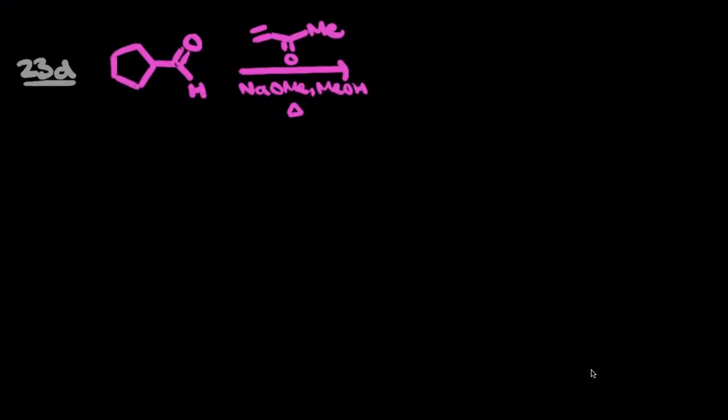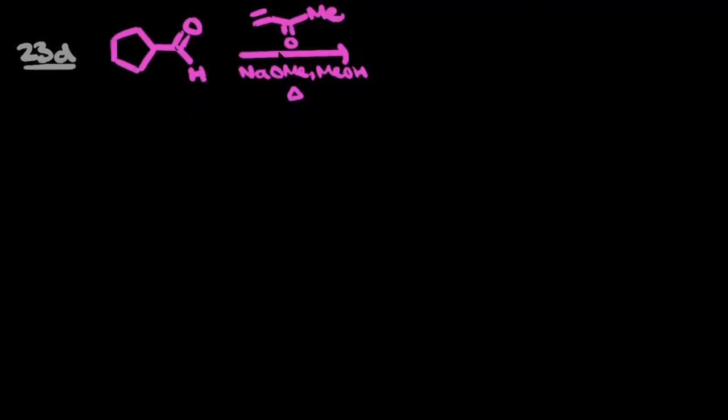All right, so 23D is just asking you to predict the product. A couple things to note here: you're going to have an aldehyde, an alpha beta unsaturated ketone, and some sodium methoxide and methanol present. The big thing that determines whether your reaction is going to go directly to completion is the heat that you have over here. So this is basically going to be a Robinson annulation.